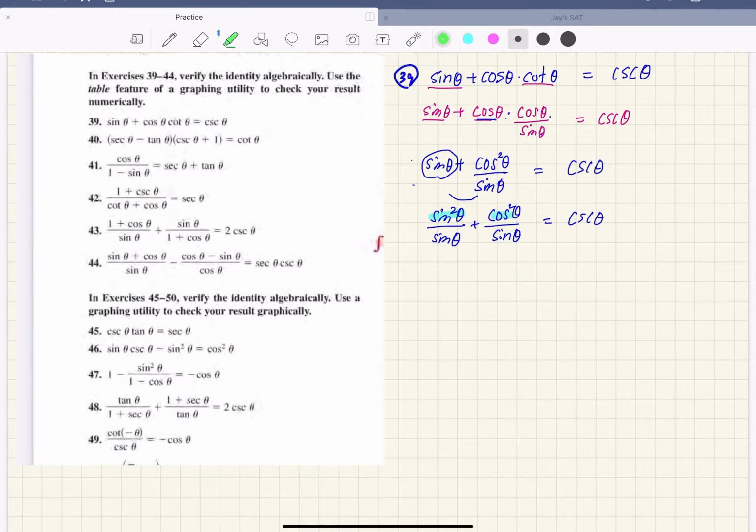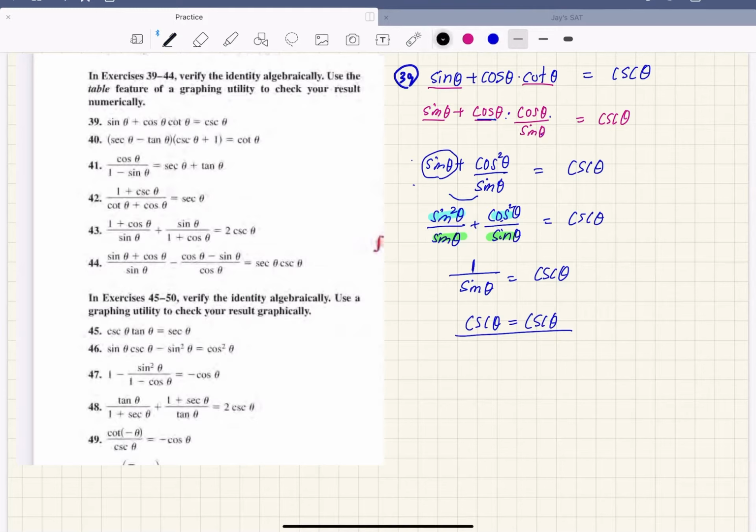Now you can add these two, right? Because the denominators are the same. So the numerator is sine squared theta plus cosine squared theta, which is 1, based on the first Pythagorean identity, sine squared theta plus cosine squared theta is equal to 1. Denominator is sine theta. The other side is cosecant theta. 1 over sine theta should be cosecant theta based on the reciprocal identity. So cosecant theta equals cosecant theta.